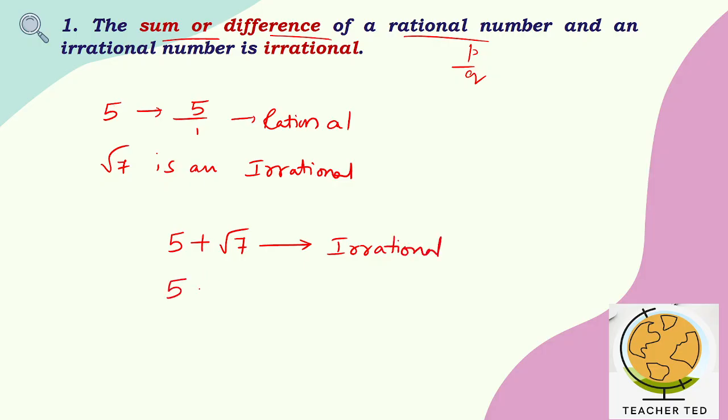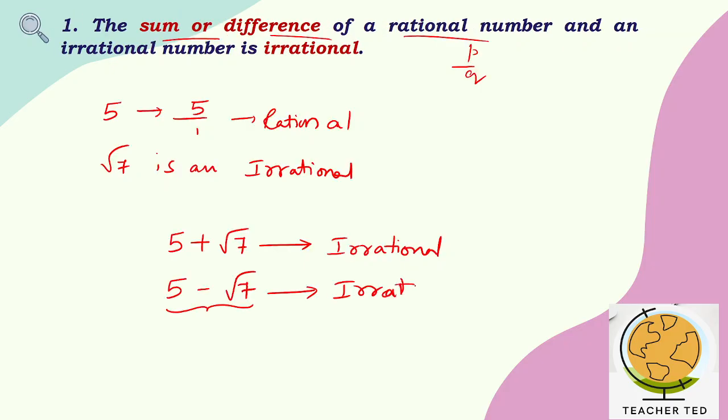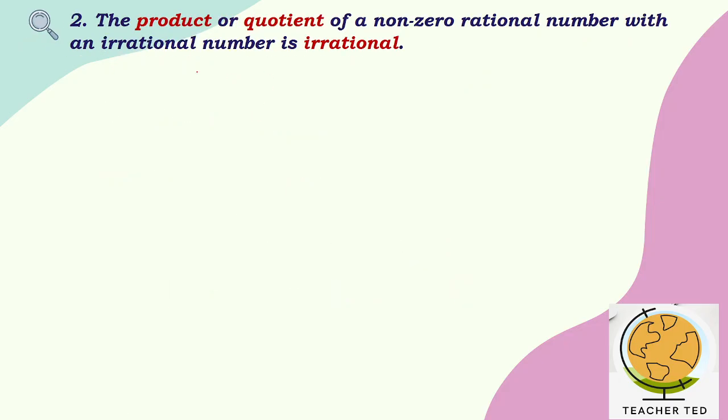Similarly, 5 is a rational number and root 7 is an irrational number. If you subtract, the difference is also irrational. The property of this is: the sum or difference of a rational number and an irrational number is irrational. The next statement says the product or quotient of a non-zero rational number with an irrational number is irrational.